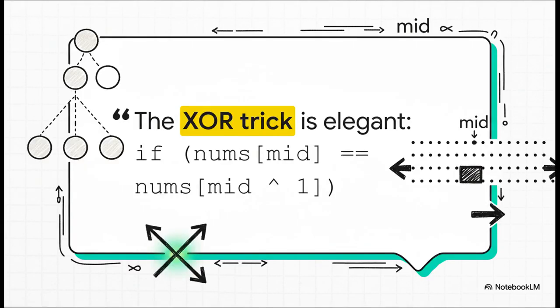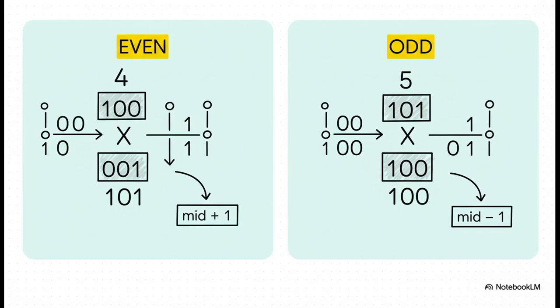Okay, that was awesome. But you want to see something even cooler? For all you pros out there, that whole logic of make sure mid is even, then check mid plus 1, we can actually squash that down into one single, absolutely beautiful line of code using a little bit of bit manipulation magic. So here's how this little piece of wizardry works.